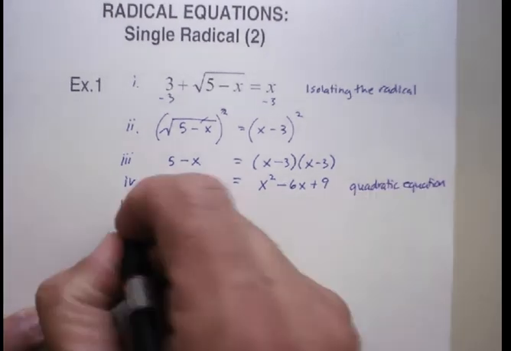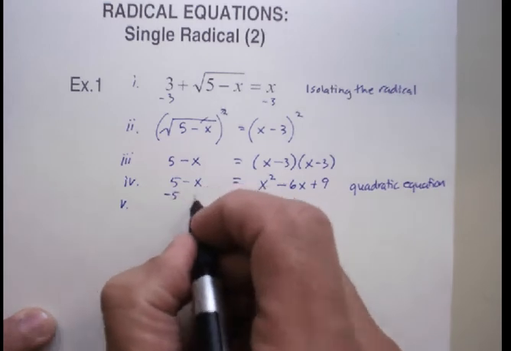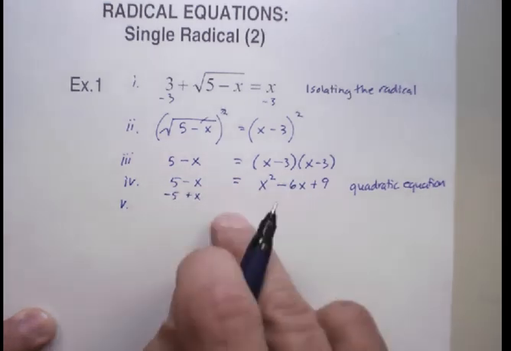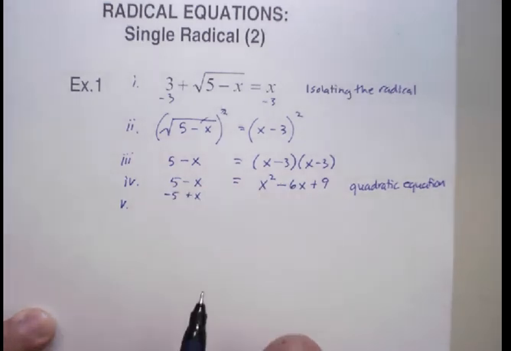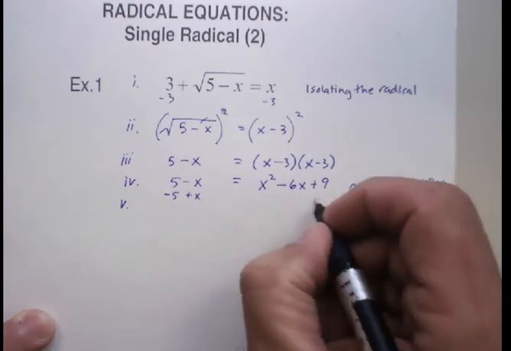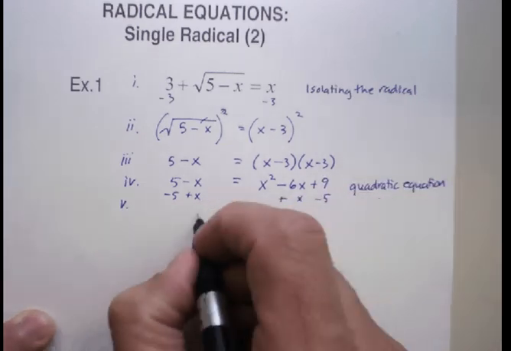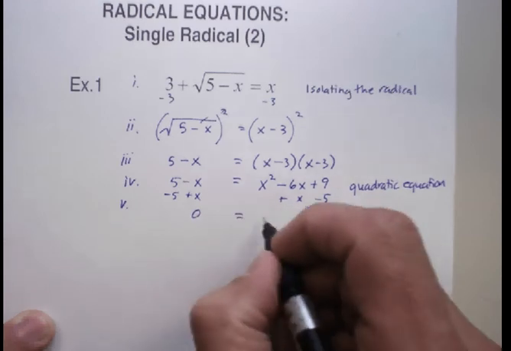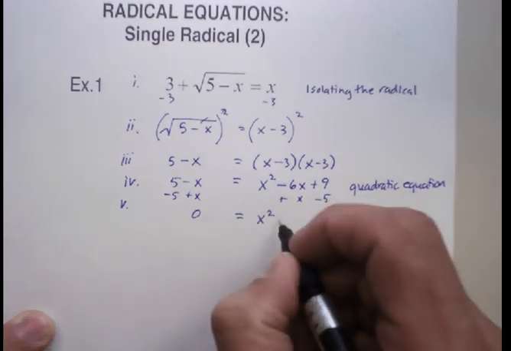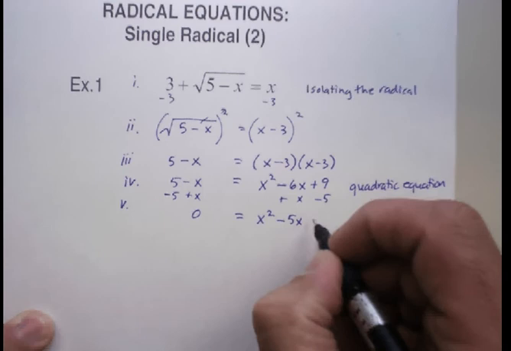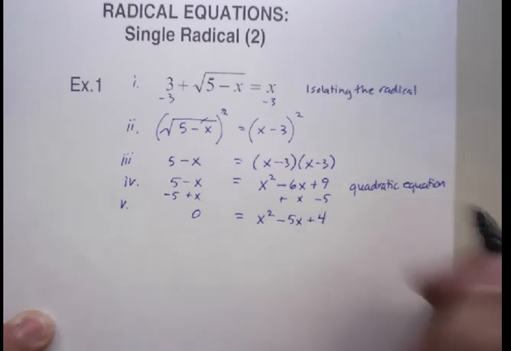So I'm going to subtract 5, and I'm going to add x to both sides so I can get that left side to be equal to 0. So let's subtract 5, add x, and over here I'm going to get 0. Over here I'm going to get x squared minus 5x plus 4. Okay?